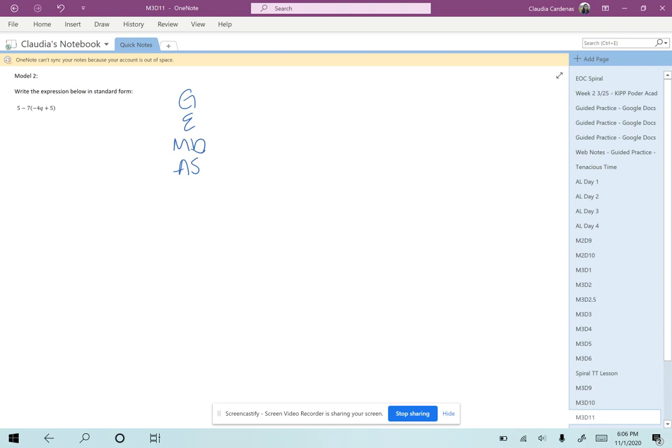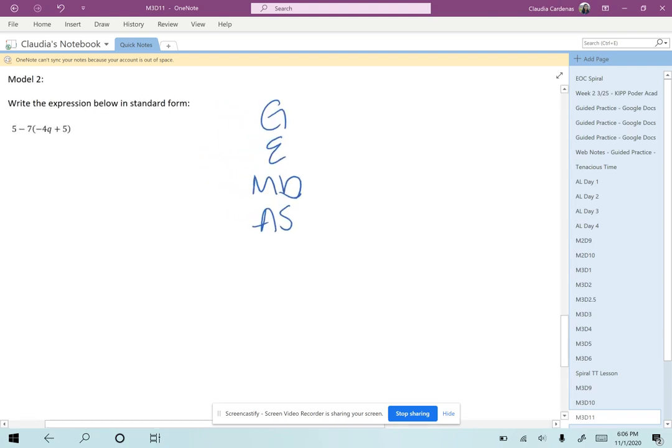So if I look at this expression, let me just zoom in a little more. I see negative 4q plus 5. Can I combine anything in that? No. So now that we're done with our grouping, I don't see exponents. Let's go ahead and look at multiplying and dividing within this expression. Where do we see multiplying? Well, I see it here with the negative 4 and the q, but we don't know what q is, so we can leave it as it is for now.